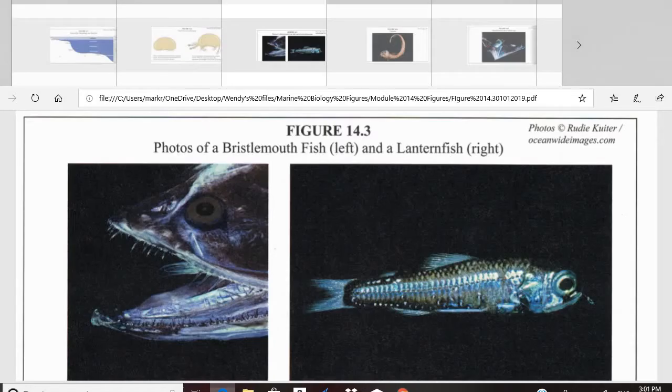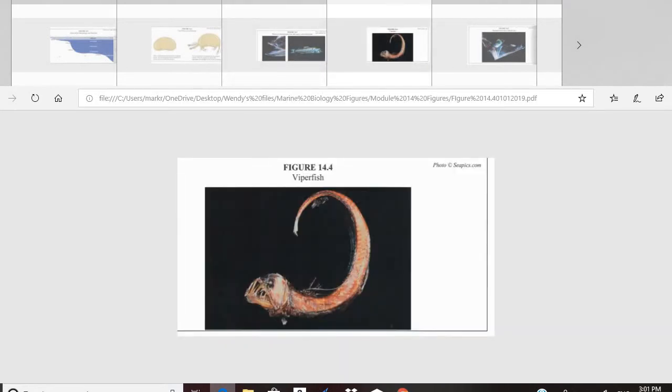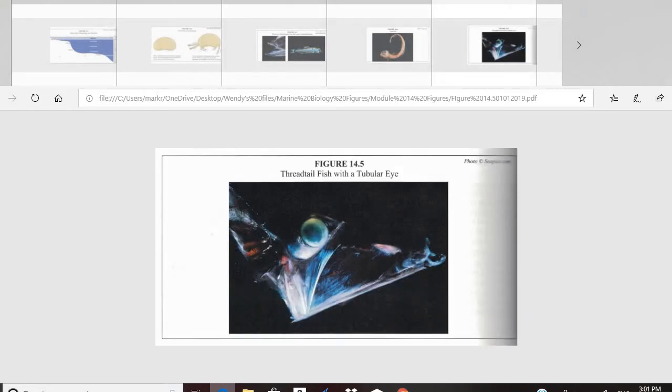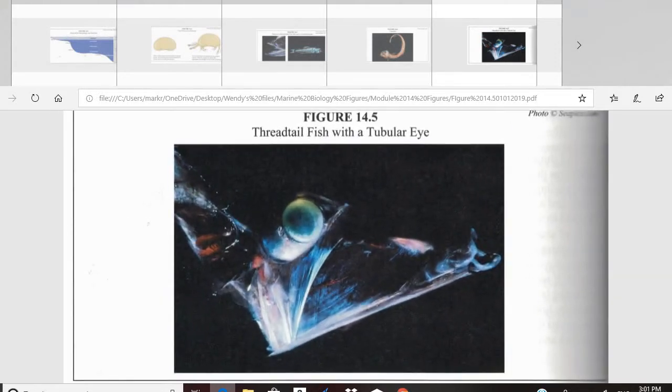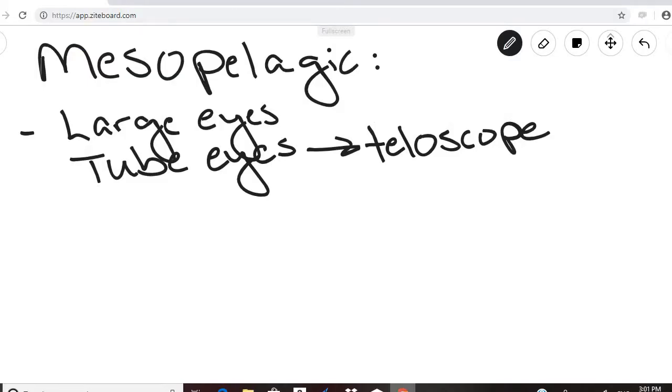So I think I have a picture of an organism. No, that's not one. Here's one. So here's a threadtail fish that has a tubular eye, and that eye works somewhat like a telescope so that they can see long range. So large eyes in this area because it's dark and they need to be able to find food.